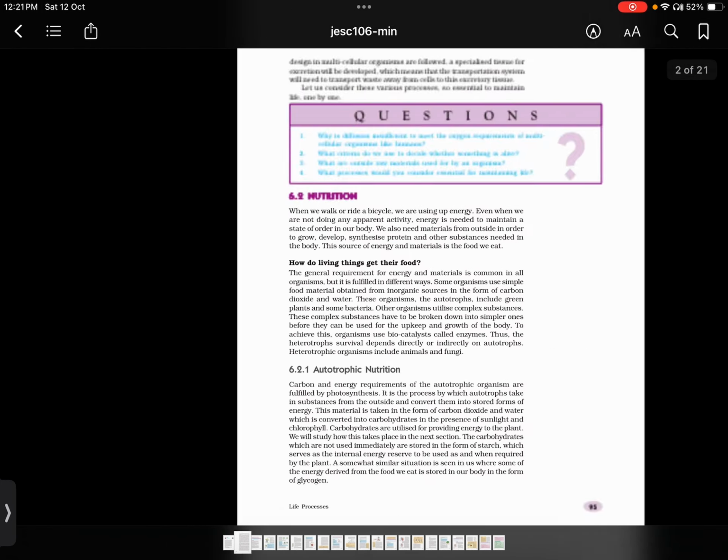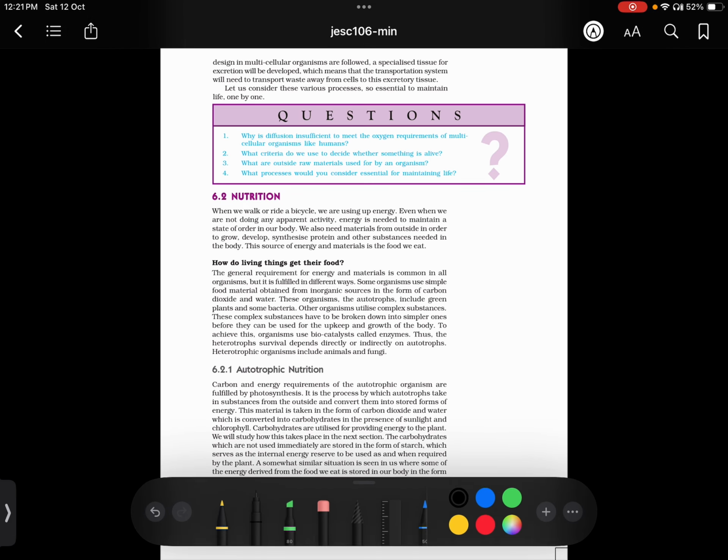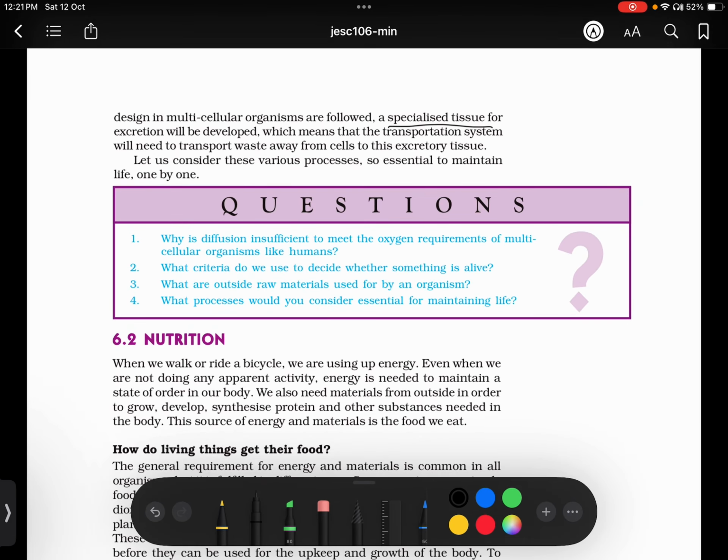Now, going to the next page, the important thing here about multicellular organisms is specialized tissue for excretion as well. As I have already told you about the various organ systems in a multicellular organism.